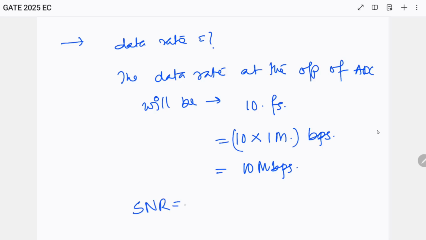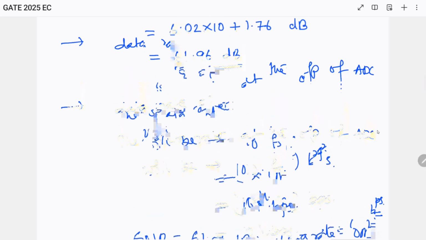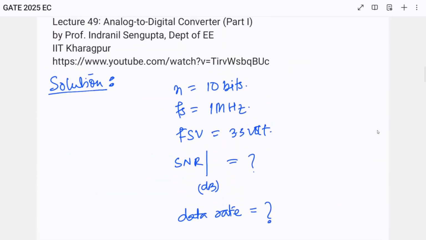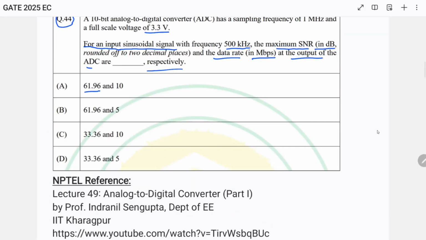So the final answer is, I got the maximum SNR as 61.96 dB, and the data rate is 10 Mbps. So this is my answer. If I check the options, 61.96 in dB and 10 Mbps, option A is correct for this question. Okay, thank you.